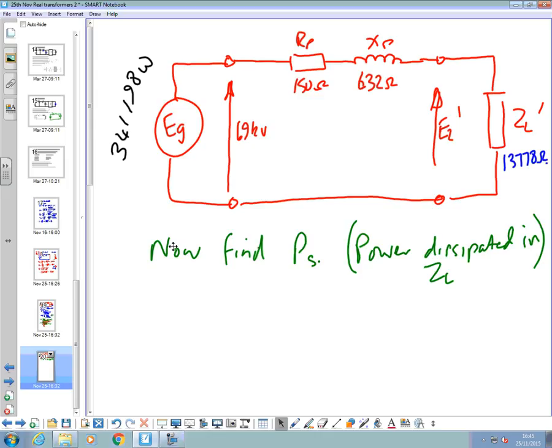Okay? So just to summarise, what you need to do now is find E2 dash and reflect that to the secondary. Reflect IP to the secondary. Multiply them together to get S in the secondary. And then extract the power out of that, and then P out over P in will give you the efficiency of the transformer.